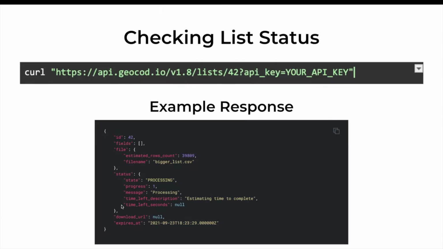Time left seconds estimates how much time is left until the job is finished, in seconds. Finally, download URL includes a link to download the finished spreadsheet. This only appears when the job is complete. Quick tip, you can configure the callback parameter when creating your list to set up a webhook URL that will notify you automatically when your upload is finished.